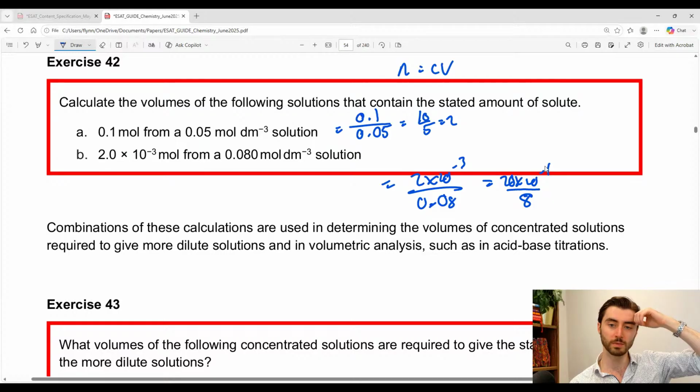So let's call that 20 times 10 to the minus 2. And then let's do that. So it's 2.5 times 10 to the minus 2.